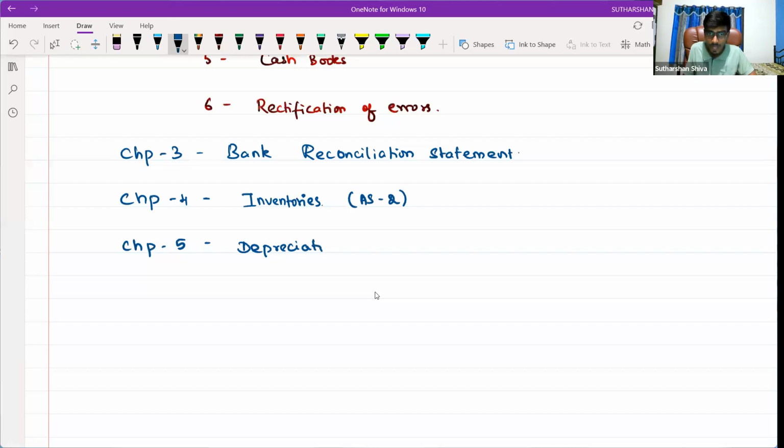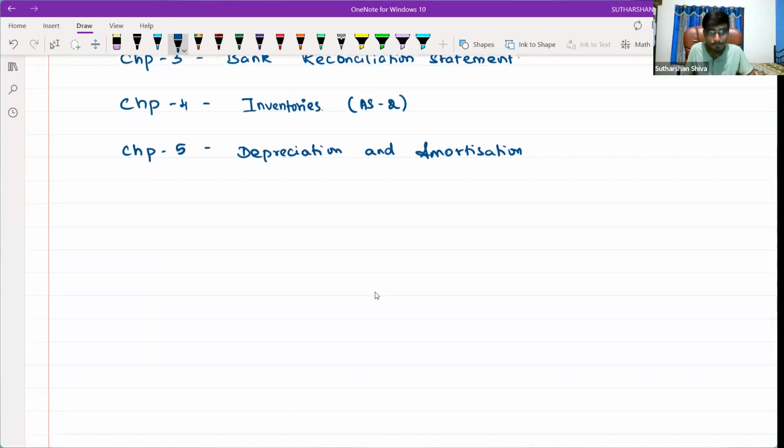depreciation, and they have inserted one small topic called amortization. Everyone knows what depreciation is. Some of them will not know amortization. In our regular class, we will see what amortization is. And then in chapter 6, we will be focusing on bills of exchange and promissory note.